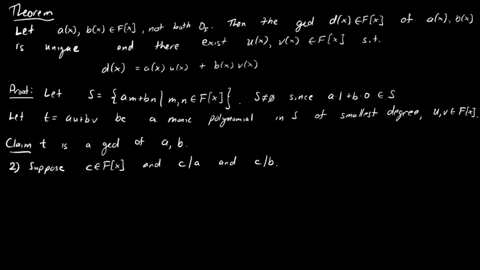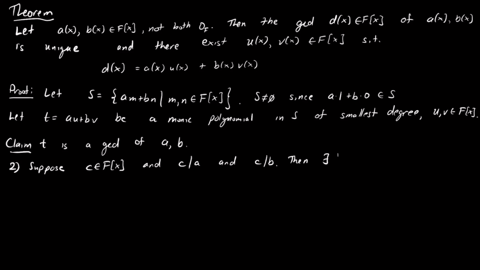Okay, so now let C be any common divisor of A and B. So C is in F[x], and C divides A and C divides B. What I'd like to show is that the degree of C is less than or equal to the degree of T. I'm trying to show that T is the GCD, so I have to check the second condition. Well, what can I say?